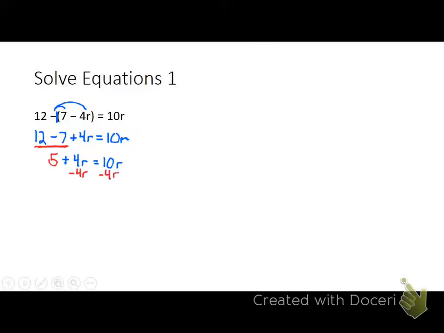And so our way of doing that, in order to get rid of this entire term, is subtract 4r from each side. And so then I've still got my 5. That cancels, and that's equal to 10r minus 4r, which would be 6r. My last step is to divide by 6 on each side, and I have that r equals 5/6. Okay? Let's go ahead and jump to our next example.